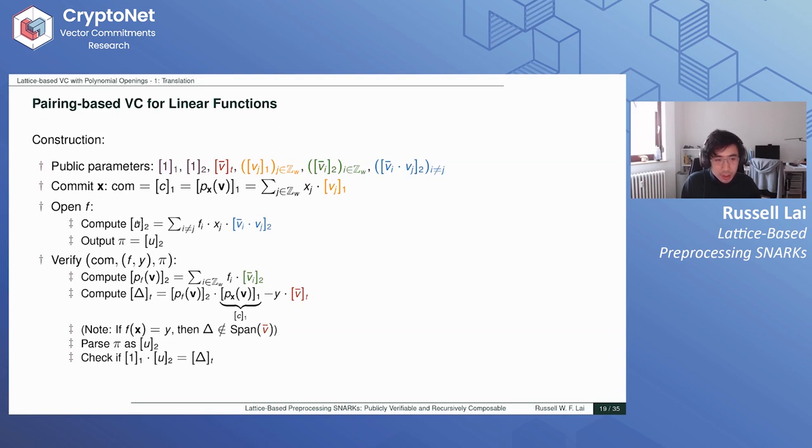And namely, the prover would compute this group element U in group two as a linear combination of these vi bar times vj in group two, with coefficients given by fi times xj for all i not equal to j. And again, we need to give away all these elements in group two in the public parameters so that the prover could do this.